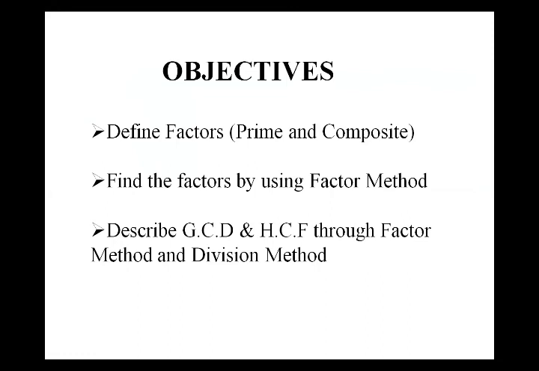Here's the objective which we learned today. Factors: these topics you already learned in class 4. All these topics are just a review of your previous topics. Here are the new topics which you learn in class 5. Find the factors by using the factor method. Describe the GCD and HCF through the factor method and the division method.